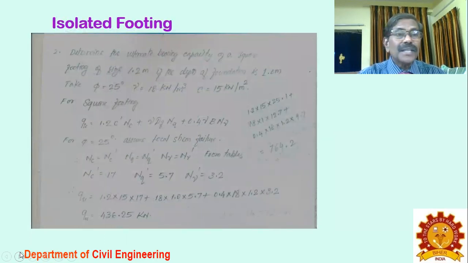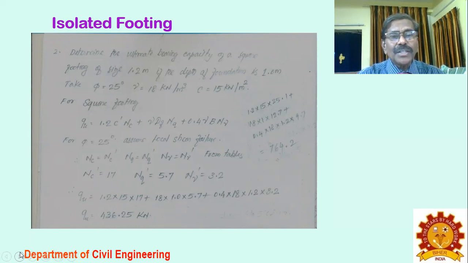For example, if you take the ultimate bearing capacity of a square footing of size 1.2 meter, if the depth of the footing is 1 meter, then take phi equal to 25 degrees, gamma equal to 15, and c equal to 15. Then for a square footing, you know the formula is a modified formula with 1.2. Instead of c, you get c prime because the square footing can always happen with a local shear failure, unlike a continuous footing which can have a general shear failure.